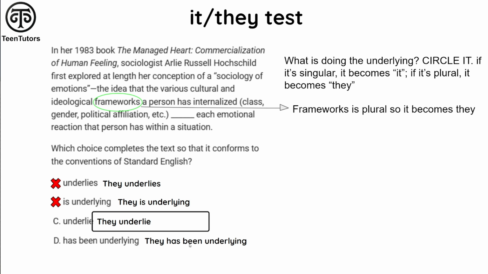And then we have they has been underlying, right? And we ask ourselves, does that work? Right? And the answer is no, they has been underlying. That also doesn't make sense. So the answer here is just they underlie. The answer here would be C. Right? So continuing, we have another example of the it-they test.